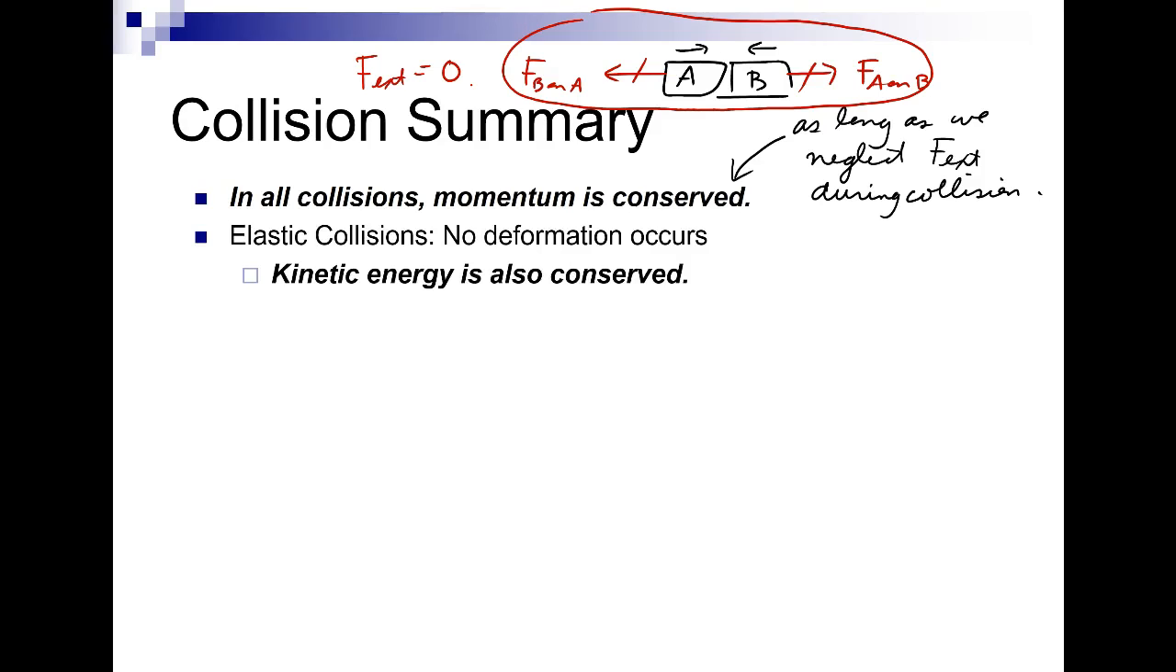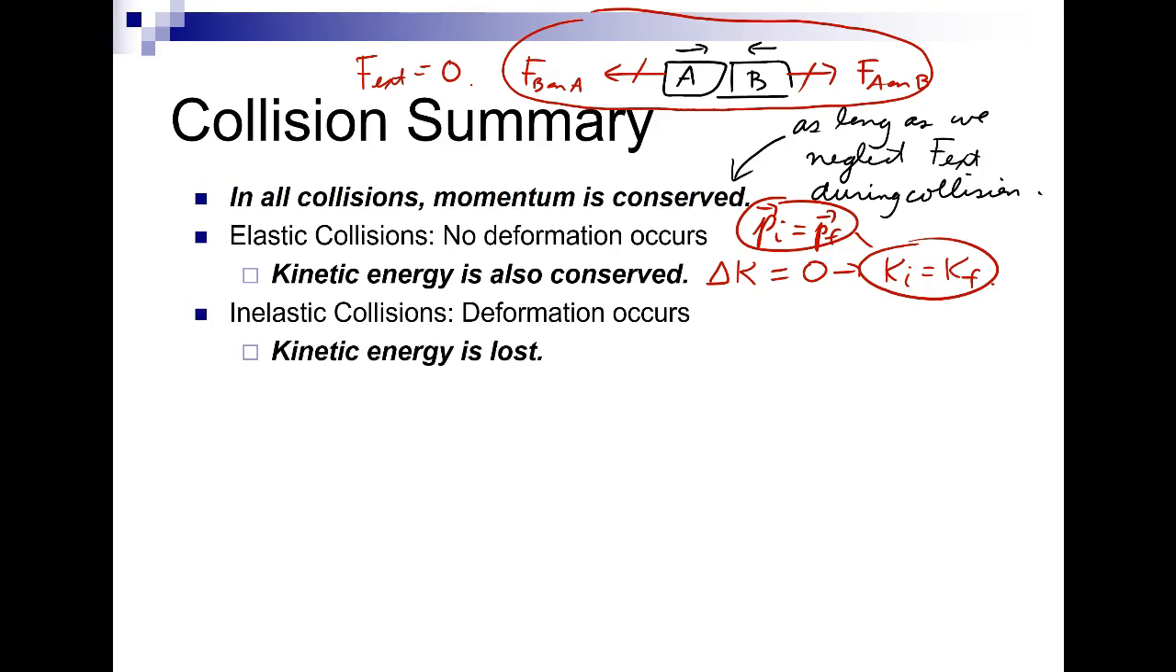Now in elastic collisions, there's no deformation of the objects, okay? And that means that kinetic energy is also conserved. So the change in kinetic energy is also equal to zero, which means that kinetic initial is equal to kinetic final. So elastic collisions have momentum initial equal to momentum final, and they also have kinetic initial equals kinetic final. So we have two equations, and that really helps us because oftentimes we have two unknowns for elastic collisions. And we'll see an example of that in a few moments.